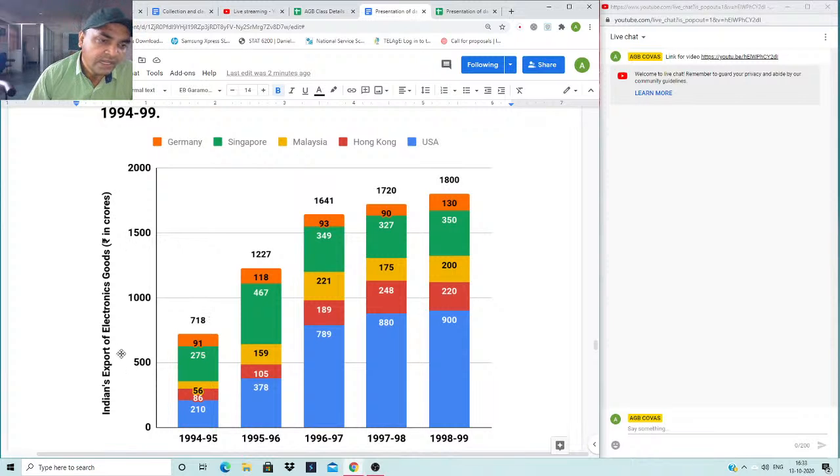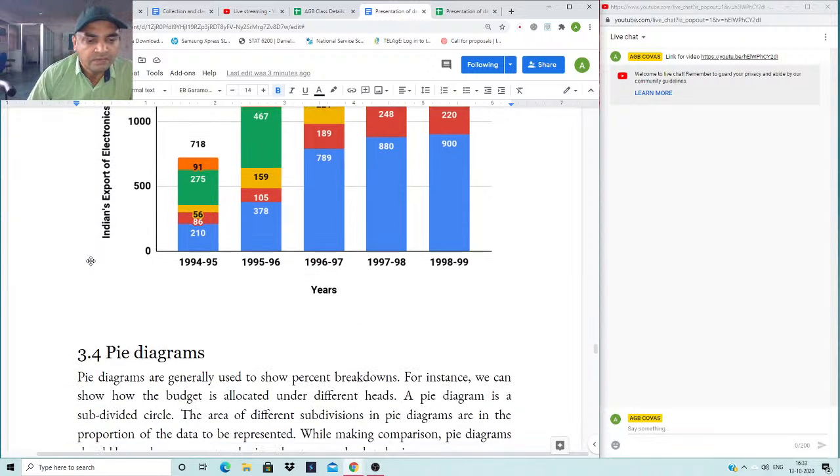So this is how the vertical axis is there, and the total has to be shown on the top. Okay, so maximum export is in the year 1998-99, and here you can compare the share from each. That is, this 900 is quite bigger than this 130, which is from Germany. Okay, so this is how this subdivided bar diagram has been formed.